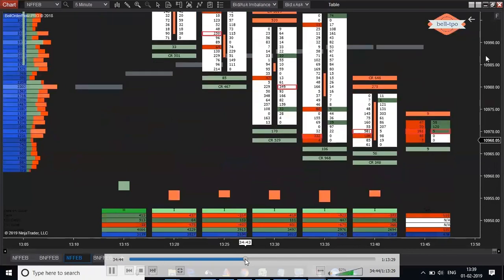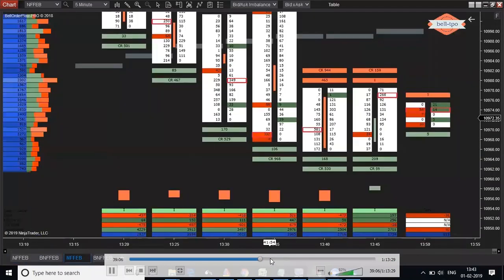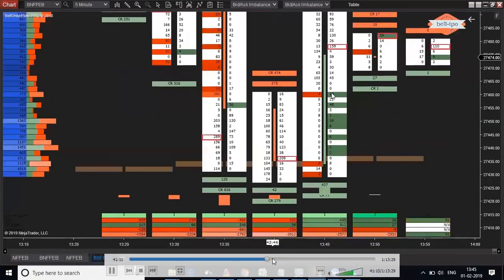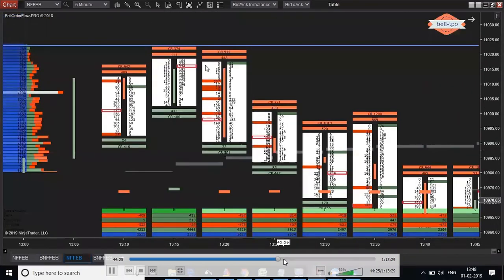I'm just doing a fast forward. Still, there are no momentum sellers. Initially, momentum sellers showed up. That was a weekly high. And the reward was somewhere around 80 points down, right?